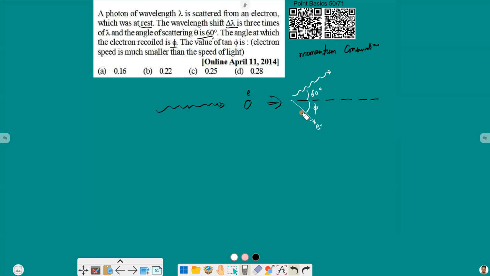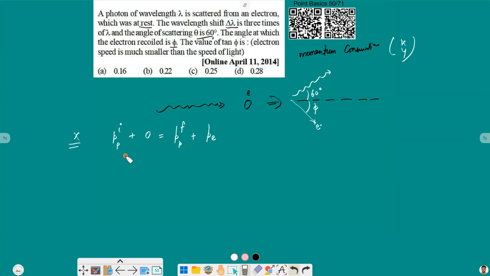So here we can use momentum conservation. Momentum will be conserved in both x and y directions. If we write the equation for the x direction, we have the initial momentum of the photon plus the initial momentum of the electron, which is 0, equal to the final momentum of the photon plus the momentum of the electron. That is the equation in x.